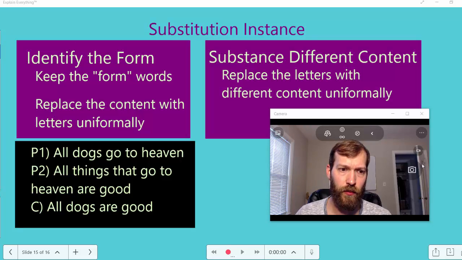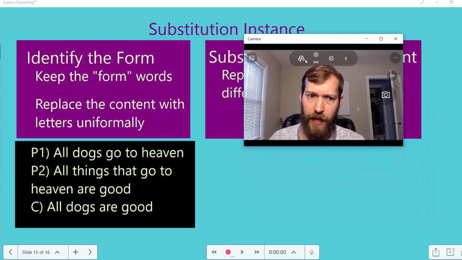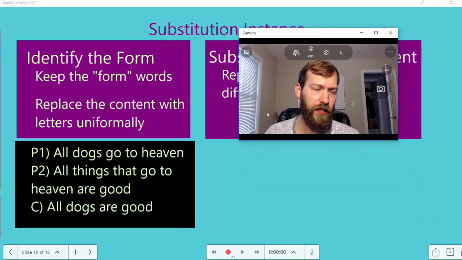Okay, so if we do that with this example that I have here, this argument, which says all dogs go to heaven, all things that go to heaven are good, therefore all dogs are good.